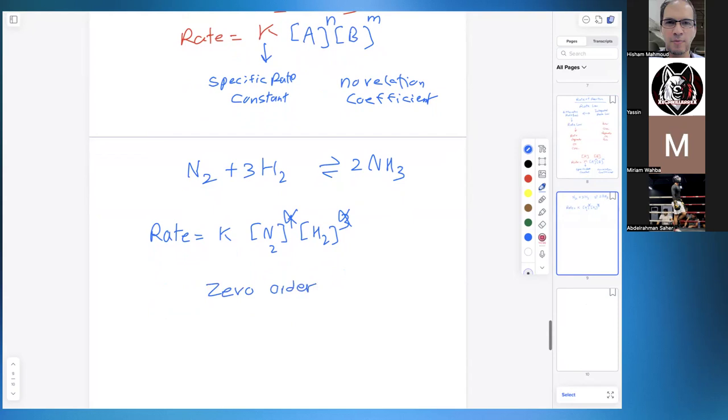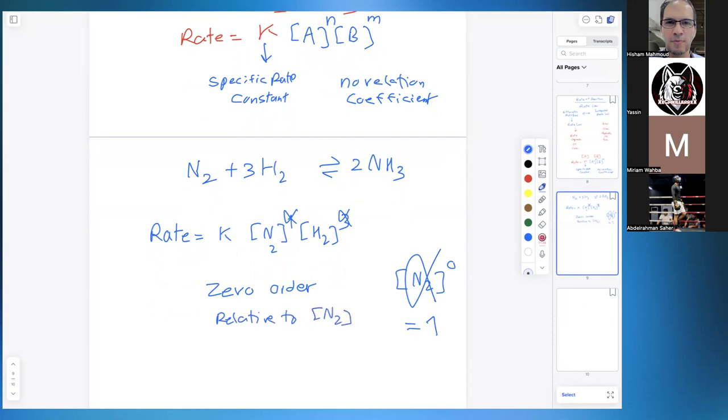Because power 0 means what? If it's N2 to the power of 0, it means this all will be cancelled and will become 1. So it means it does not depend on N2, right? Right, Yassin? So it does not depend on N2. So this means it is 0 order relative to the concentration of N2.